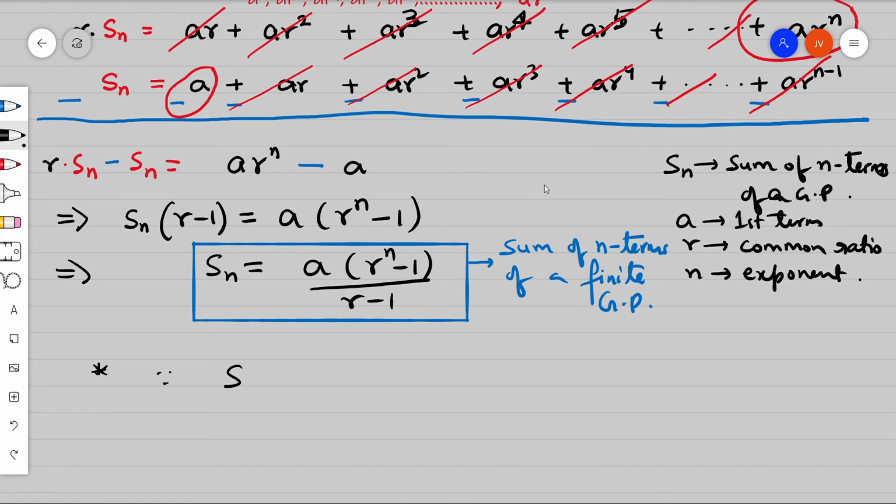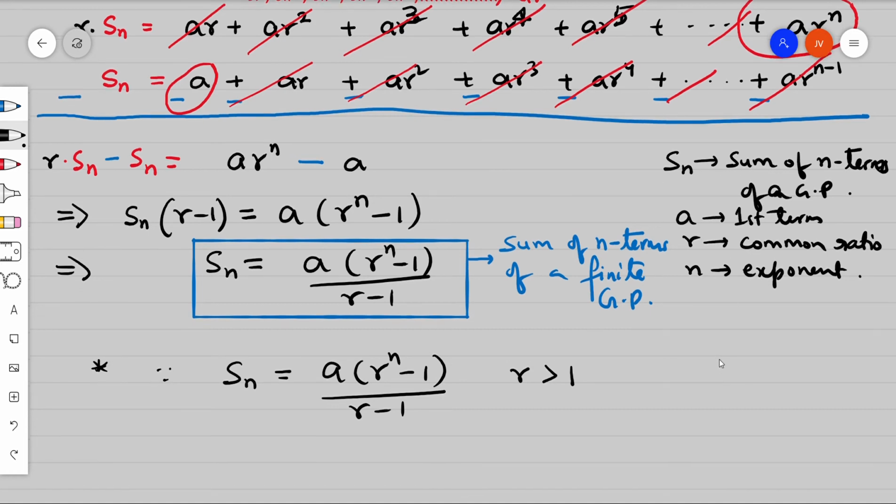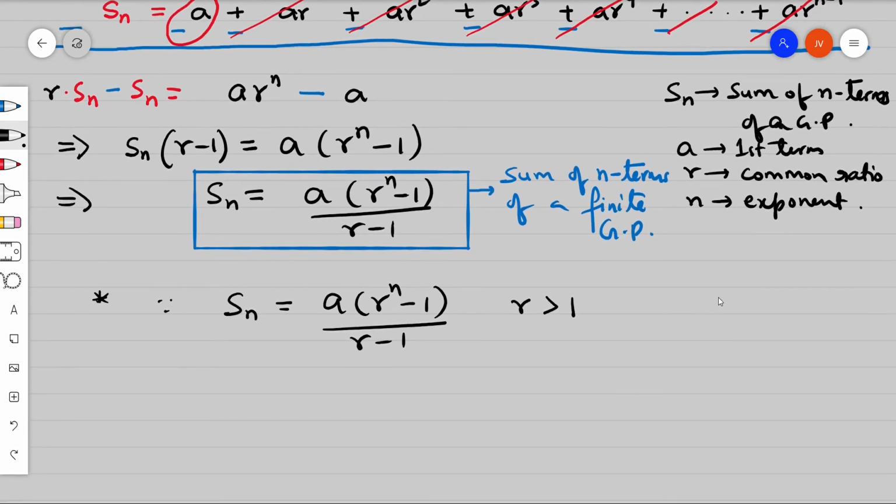Since Sn is the sum of the first n terms of a geometric progression, it is a times r to the power n minus 1 by r minus 1. This formula will be used when the common ratio is greater than 1. Otherwise, we can write the sum of n terms of a GP as a times 1 minus r to the power n by 1 minus r.